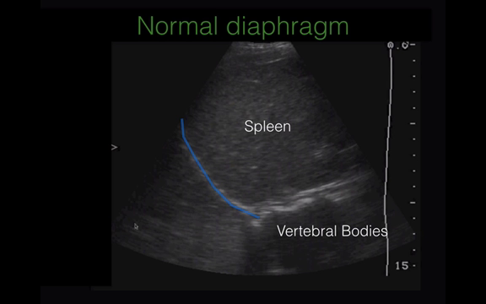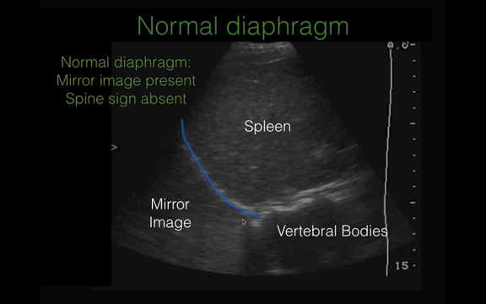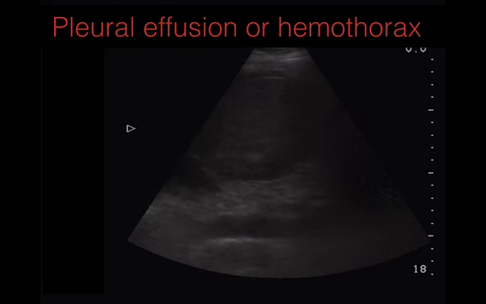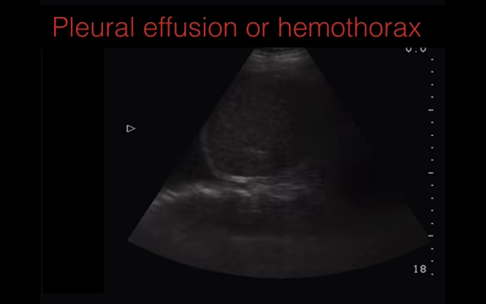It's just because of the air in the hemothorax that doesn't allow the sound waves to actually reflect off of the vertebral bodies back to the probe, that you don't see the vertebral bodies above the diaphragm. So again, mirror image is normal, and absence of vertebral bodies above the diaphragm, which is an absent spine sign, that is completely normal.